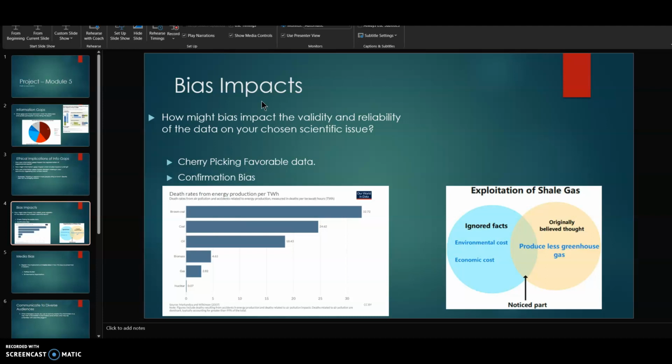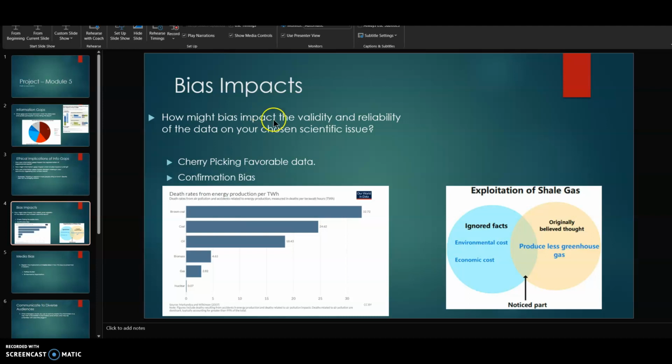This goes into how data might be cherry picked. What that means is that the scientist or the people might look at the data and only pick the good outcomes and ignore the bad outcomes. Confirmation bias could play a role, where you're just trying to do the research to confirm what you are looking at, and you don't really pay attention to all the other evidence that's pointing to something different.